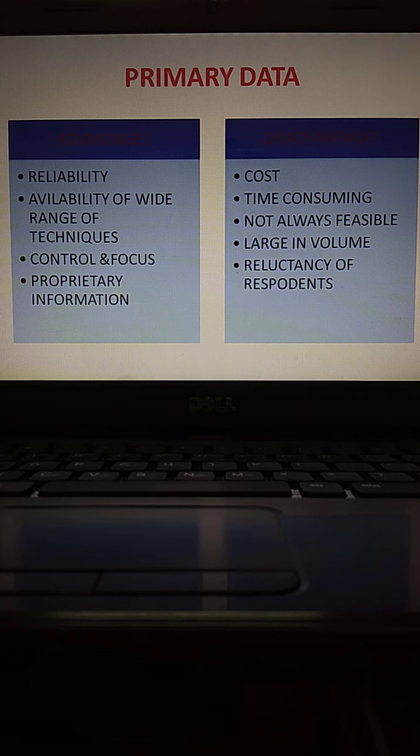The next one is the reluctance of respondents. This is one more very important disadvantage. As far as the primary data is concerned, sometimes in a few kinds of research, the respondents may not be in a position to speak the truth only. They hide some valuable information. Because of hiding the information, the error will arise.